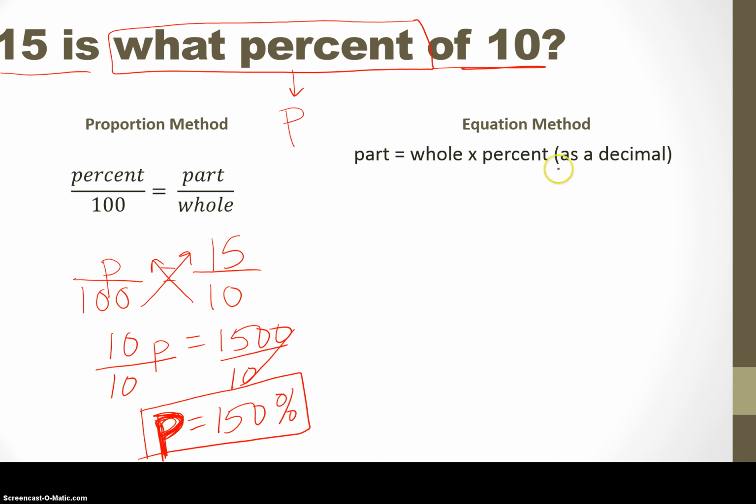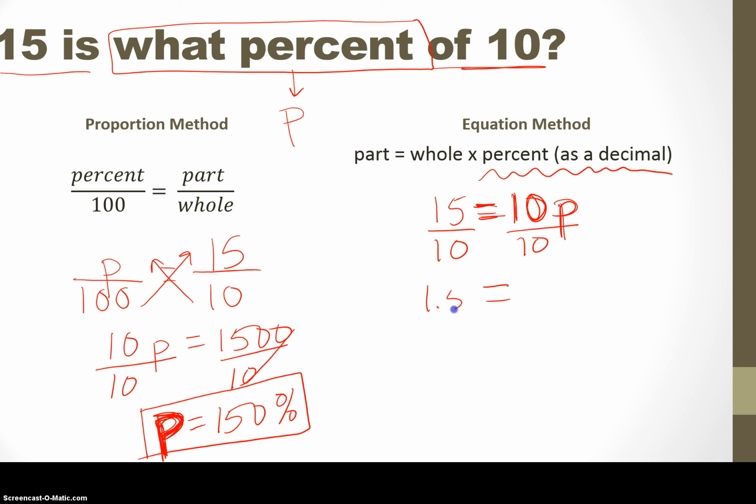The equation method is a little trickier because in the equation method, you have to write your percent as a decimal. So again, I don't know this, so I'm going to let it be p. The whole is 10, and the part is 15. So 15 is what percent of 10? "Of" means multiply. Divide both sides by 10.